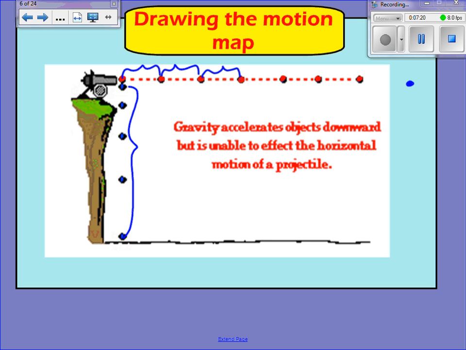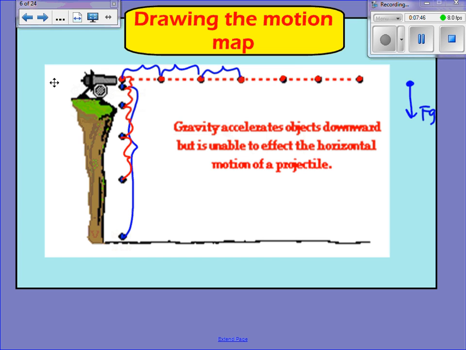Imagine that you didn't shoot the cannonball, but you just dropped it from a certain height. If you dropped it, it would start to accelerate downwards more and more, picking up velocity because of that force of gravity. Notice the distance in between each dot. It starts small, then gets a little bit bigger, and a little bit bigger, and so on as it goes down. The velocity is increasing in the y, but it's not increasing in the x.